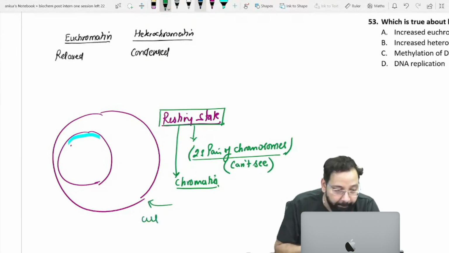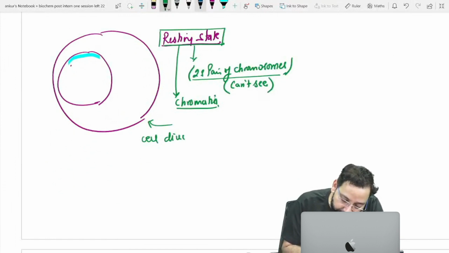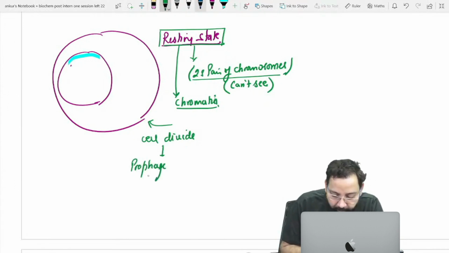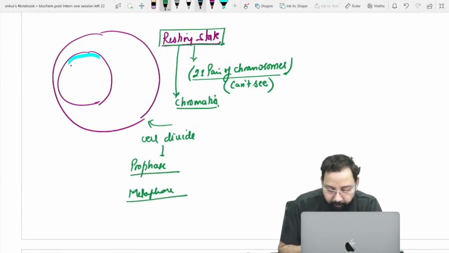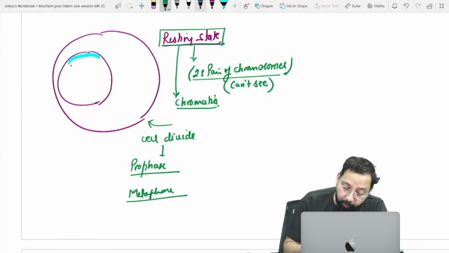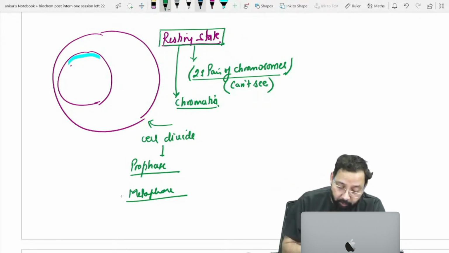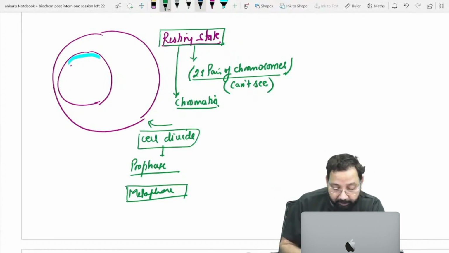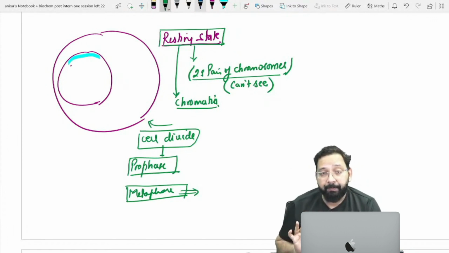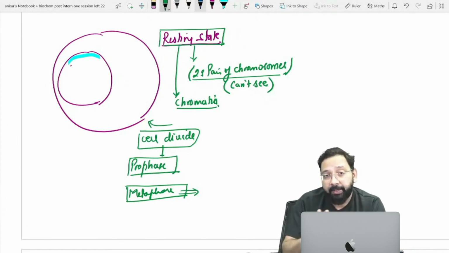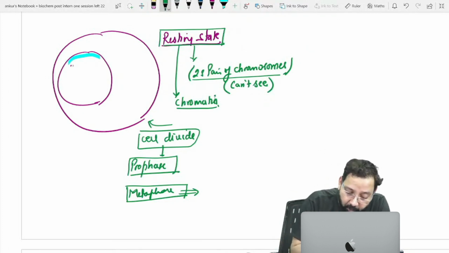When the cell divides, prophase, metaphase. In metaphase, you all know, the chromosomes appear on the equator. So in cell division, prophase, metaphase, these chromosomes appear on the equator. But when the cell is not dividing, at that time the genetic material is present in the form of chromatin.